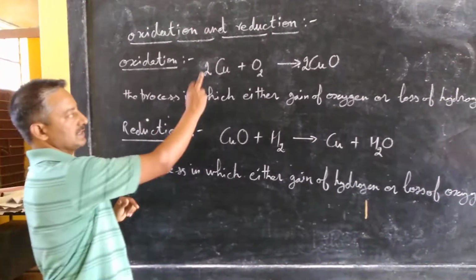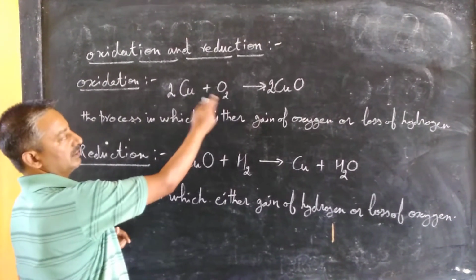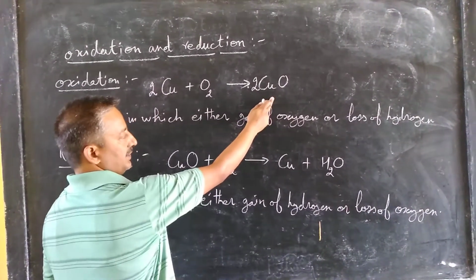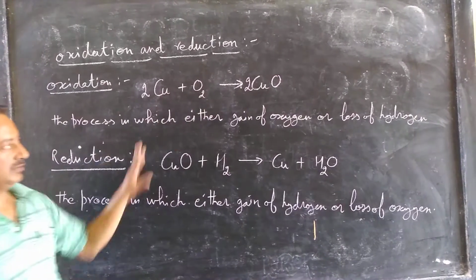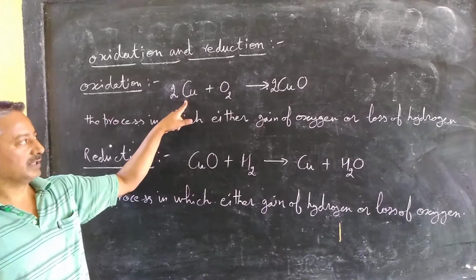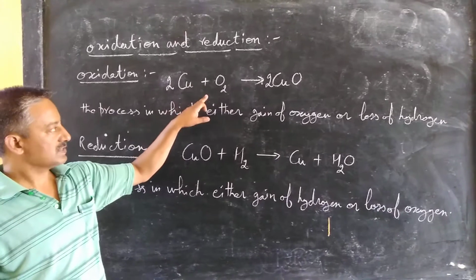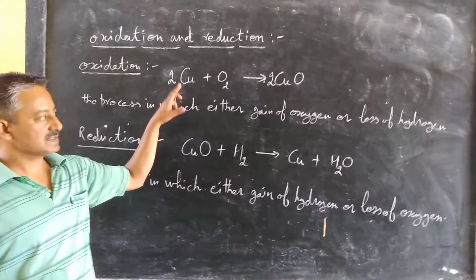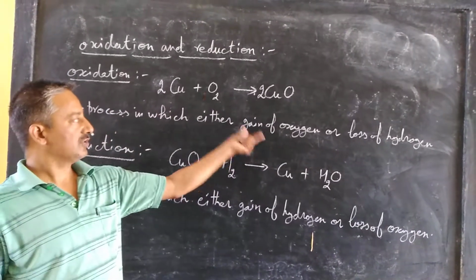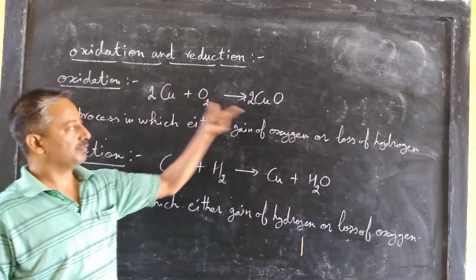Now see, just like in this case, when we take copper powder and we heat it in the presence of air, then copper powder changes to cupric oxide. So what happened in this process? Oxygen is added to copper and there is formation of this product. So we will say this reaction is oxidation of copper, because out of these two, this thing has occurred. What has occurred? Gain of oxygen in copper has occurred. So this is oxidation of copper.